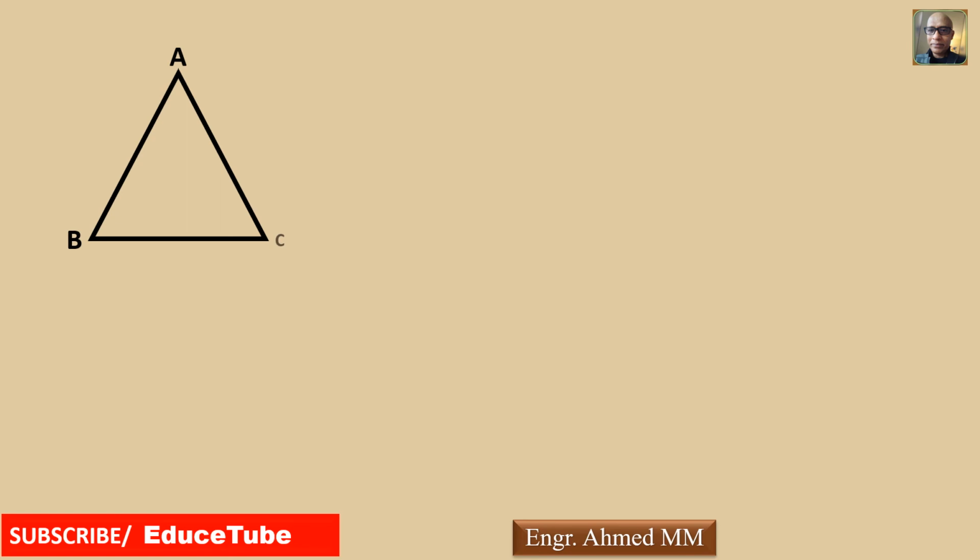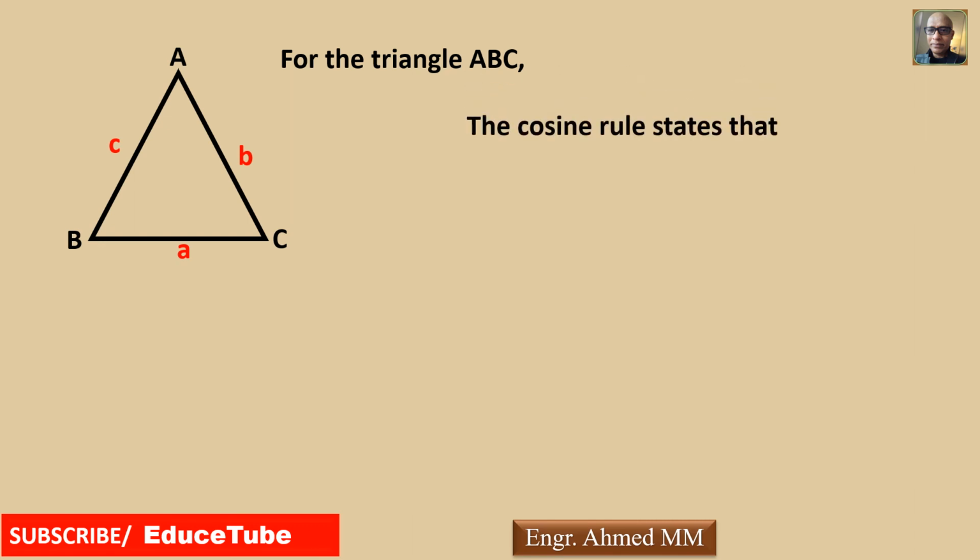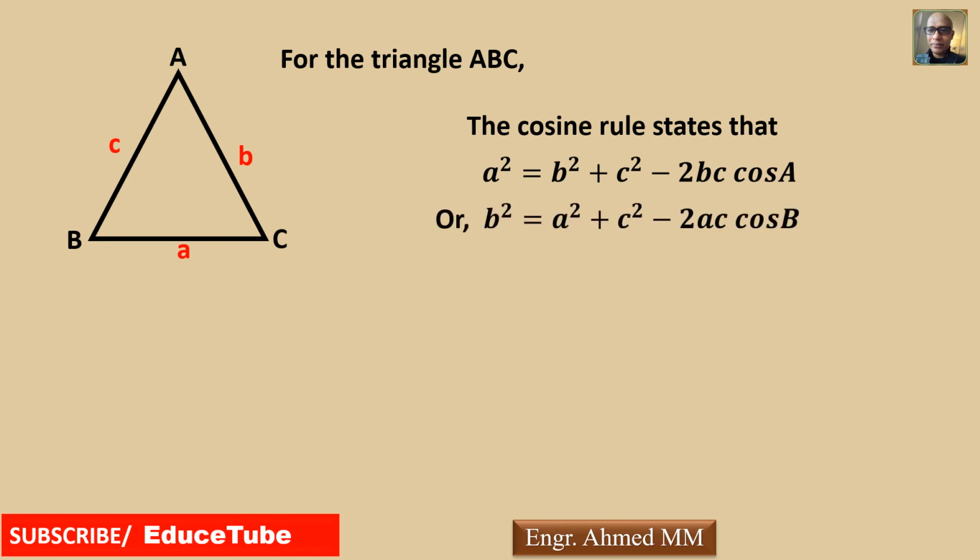So all the vertices and the sides, lowercase a, b, c. For this triangle ABC, what does the cosine rule state? It says that a square equals b square plus c square minus 2bc cos a, or b square equals a square plus c square minus 2ac cos b, or c square equals a square plus b square minus 2ab cos c. These three are the cosine rule. We have to use these three.